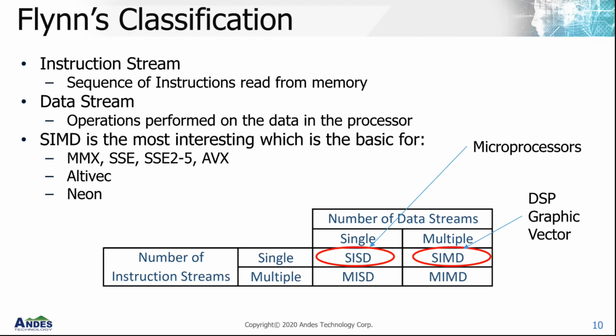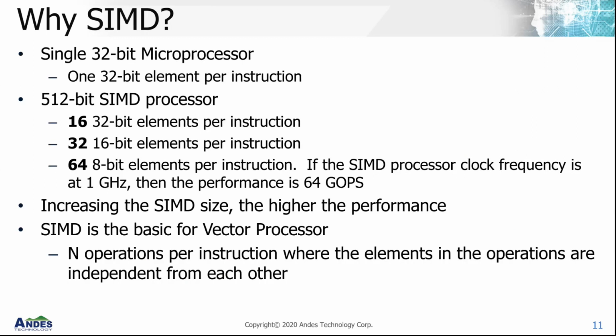The difference between a SIMD processor and a vector processor is the programmable vector length. So why SIMD? When you look at a 32-bit microprocessor, you have one 32-bit element per instruction. With a 512-bit SIMD processor, you can operate on up to 16 32-bit elements, or 32 16-bit, or 64 8-bit elements per instruction. If the SIMD processor clock frequency is 1 gigahertz, then the performance is basically 64 gigaops. So you increase the SIMD size to get higher performance.